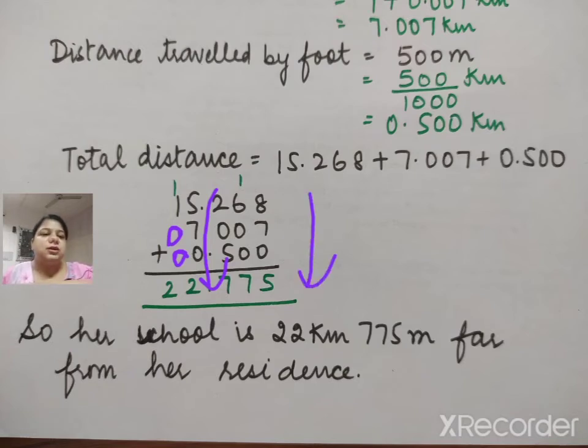When you add up all these three numbers, you will get 22.775, right? So it is at the thousandths place, and you know that 1 meter is a thousandth part of a kilometer, so this can be written as 22 kilometers and 775 thousandths, so it becomes 775 meters far from her residence. So this is your answer.